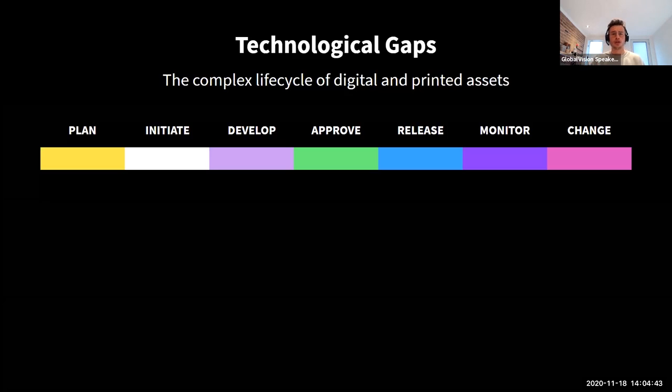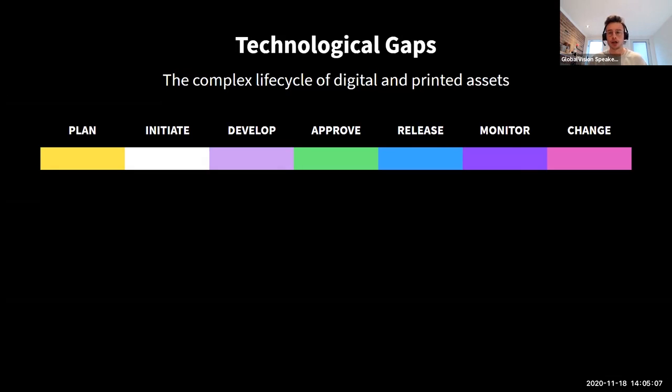And I just want to look at this issue from a bird's eye view. All right. So what you have here on screen is, as it says, the complex lifecycle of digital and printed assets. In other words, what we're looking at here is the life cycle of when we're trying to release something into the world. Now, when I'm saying something, it could be a brochure, a website, a digital ad, but it could also be like a drug, right? Like a drug, a new vaccine, a new product.